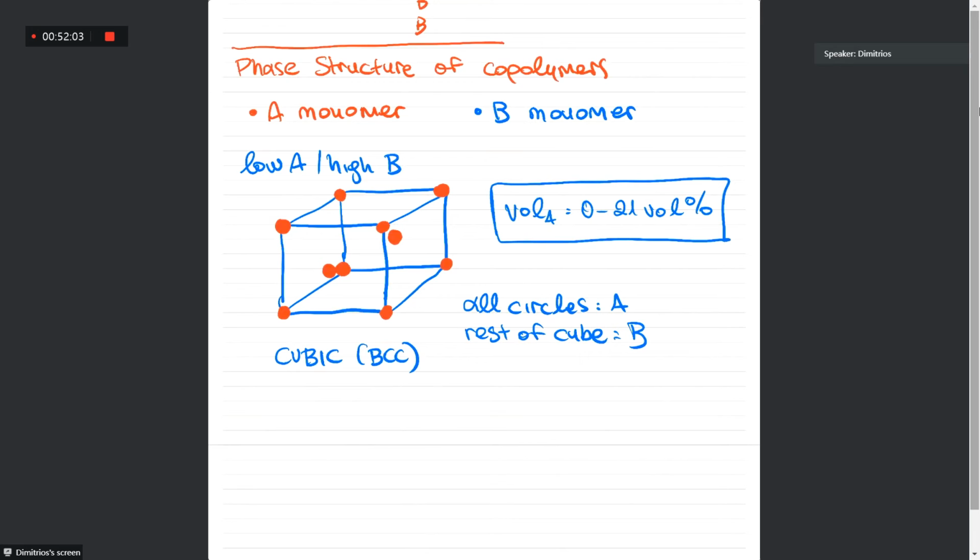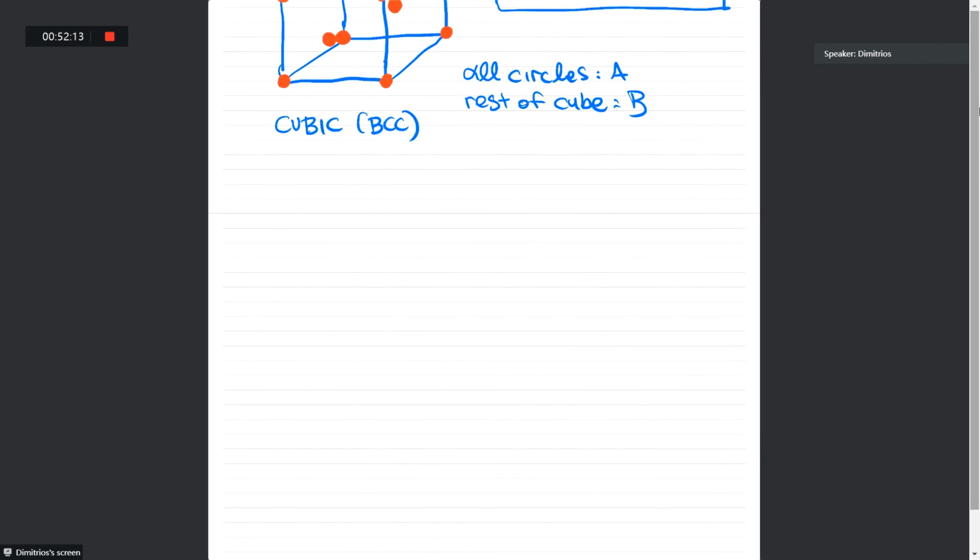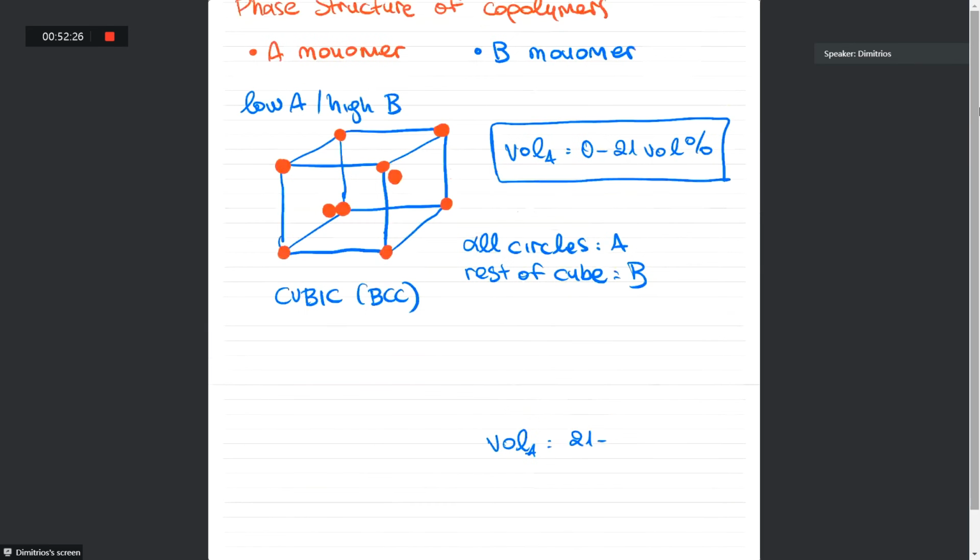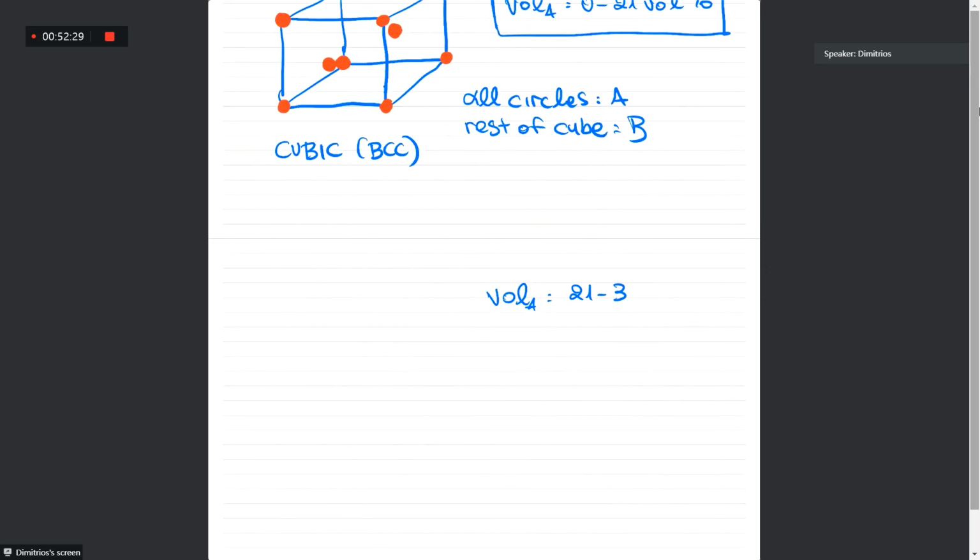This is for the cubic structure, for a percentage of monomer ranging between 0 and 21%. If we increase the amount of A polymer or monomer, so let's say we have a volume fraction of A ranging between 22 and 33%, in this case we have a hexagonal structure.